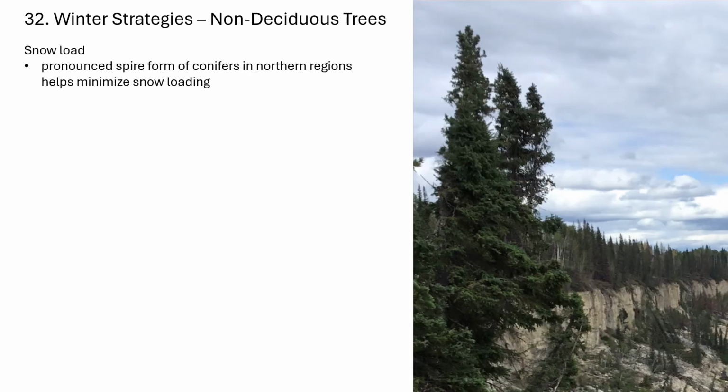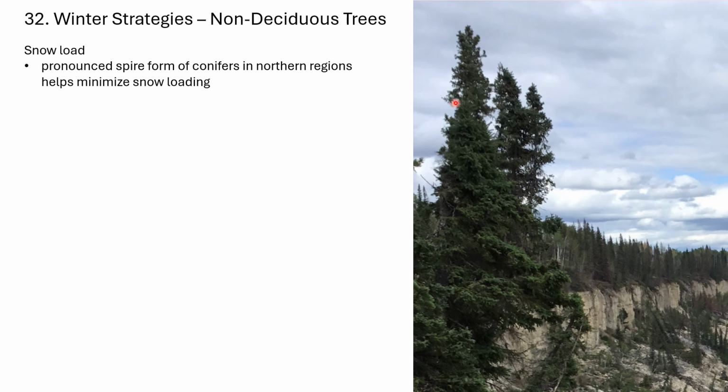If we think about snow load and these non-deciduous trees, we talked about how deciduous trees lose their leaves, and so typically they've lost their leaves by the time it snows, so you're limiting snow load. But with these non-deciduous trees, they keep their leaves year round. But what we see, like in this picture taken in the NWT, is this really spire form, like a church spire, really pronounced in these trees. And so if snow falls, it gets directed downwards and it isn't accumulating.